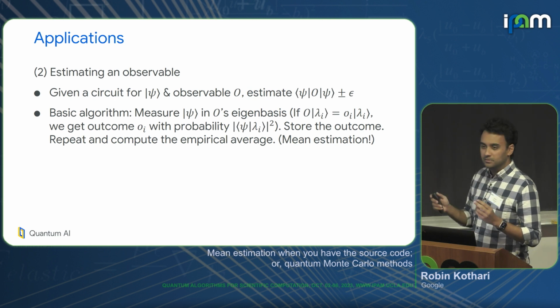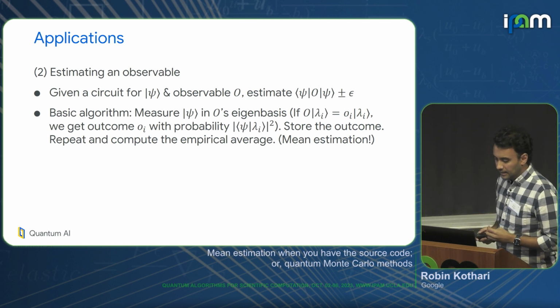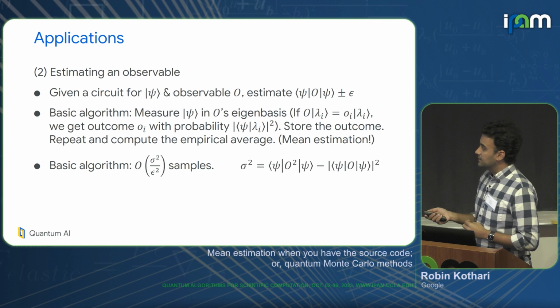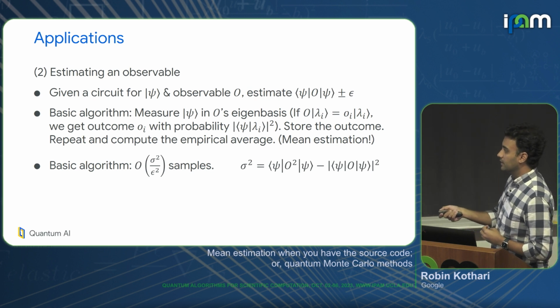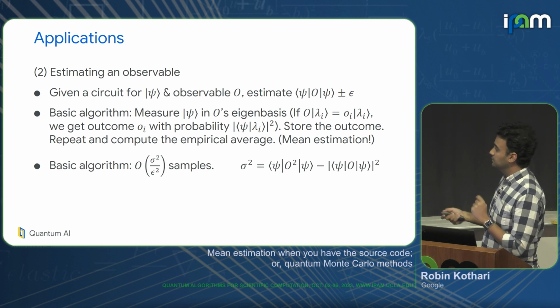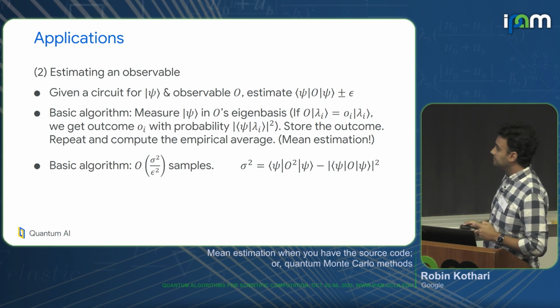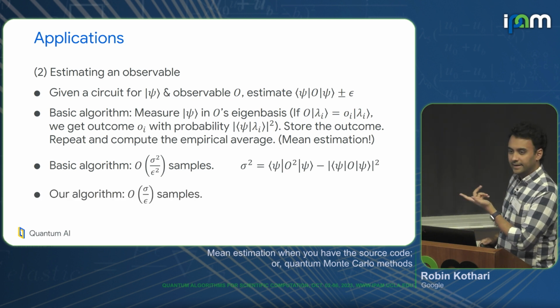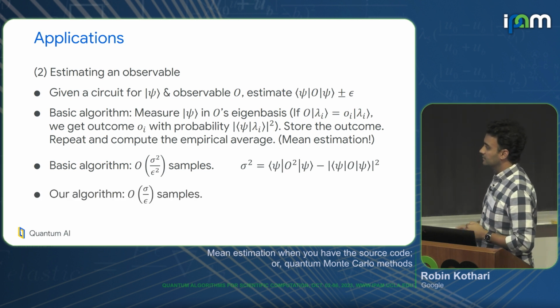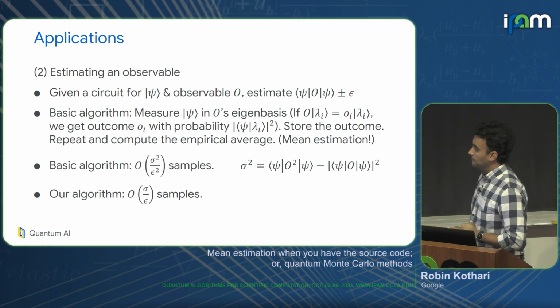I'm calling it the basic algorithm because it's kind of an obvious thing to do. And if you do it like this, the best guarantee you can prove, again with Chebyshev, is that you'll need this number of samples, where now you have to define what standard deviation means, but it means this thing over here. Or you can use our algorithm, and that'll give you a quadratic speedup. As I said, we get quadratically fewer samples.